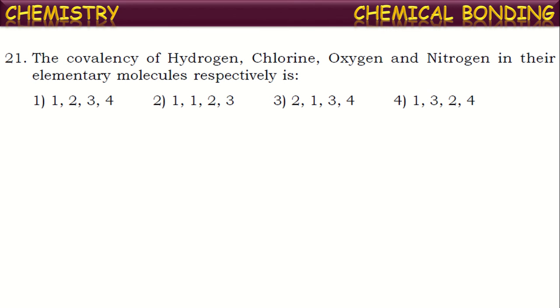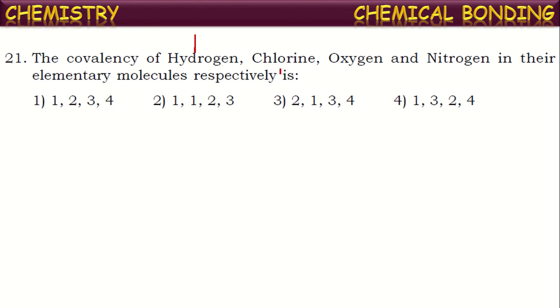Next, the covalency of hydrogen, chlorine, oxygen and nitrogen in their elementary molecules respectively. What is meant by covalency? The number of electron pairs shared by an element or an atom is called its covalency. If you observe the hydrogen molecule, in its formation both the hydrogen atoms share a pair of electrons. One pair of electrons is shared between two hydrogens. So its covalency is 1.